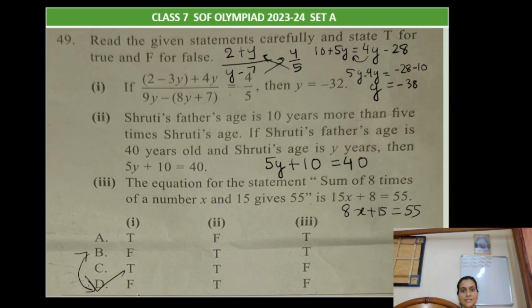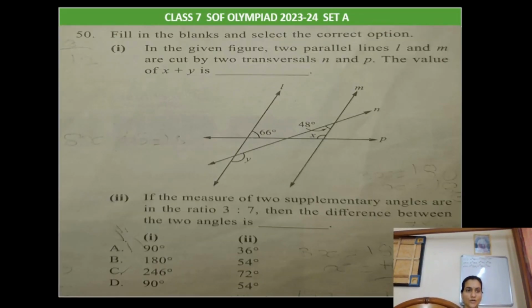So as we had reached the answer, option D, we can say bit 2 here also true. So FTF, bit D, option D is the correct answer. Now let's solve the last question from the set A, and this is also the last question from the Olympiad section. Question number 50. Fill in the blanks and select the correct option. Bit 1 says in the given figure, two parallel lines L and M are cut by two transversals N and P. The value of x plus y is how much we need to find out.